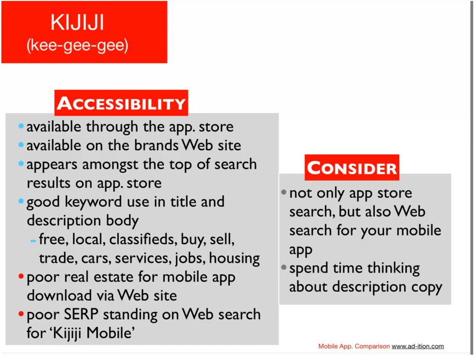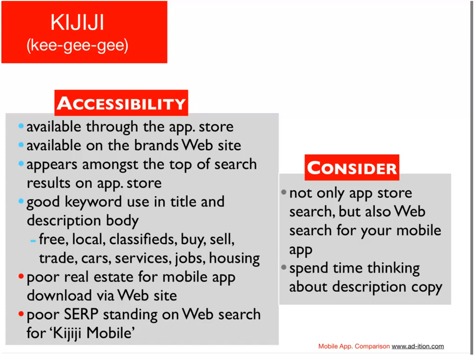One thing that we'll say, though, is that they did have poor real estate for the mobile app download on their website. It was kind of hidden at the bottom, which is not very good. If you want us to use the mobile app when we're on the go, it'd be great if you gave it better real estate. The other thing, too, is they did a good job writing the description for the App Store, but did not do a good job updating keywords and metadata on their actual website.